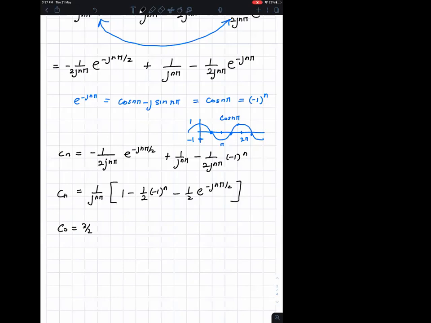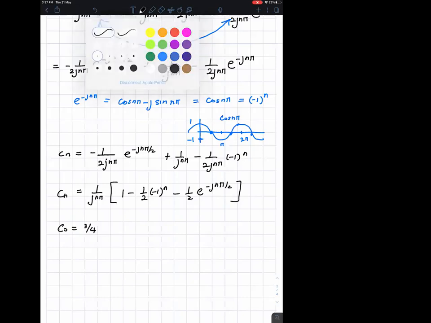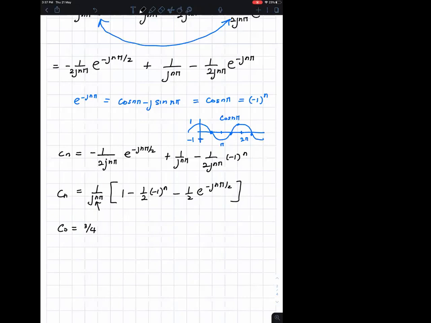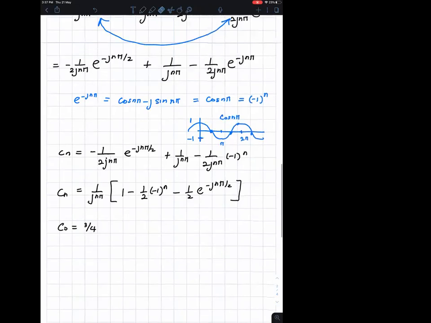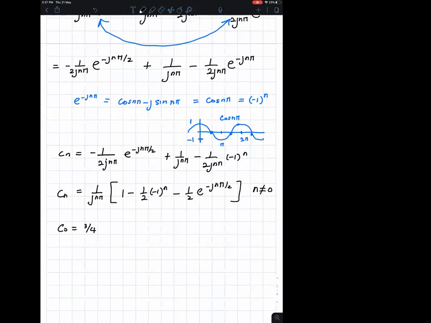This is the exponential Fourier series coefficients. We cannot have n equal to 0 here because we have a division by 0. So you see, we cannot have a division by 0. That's why we calculate the DC separately. In this equation, n cannot be 0.